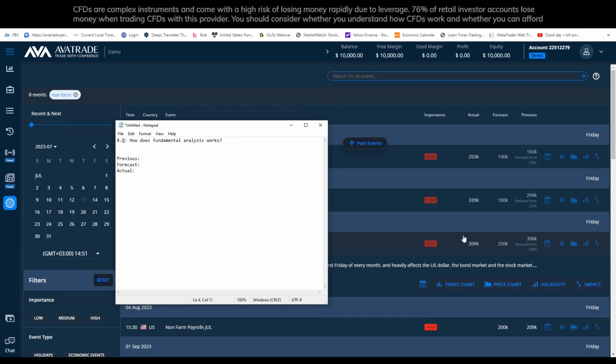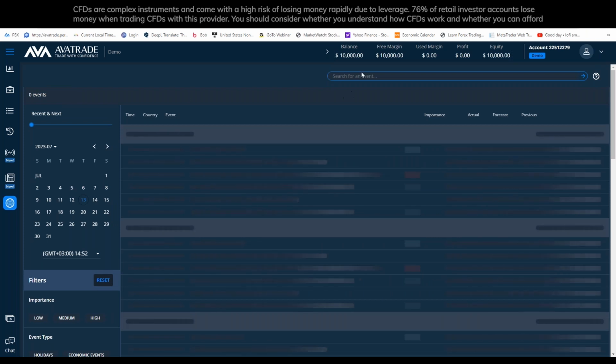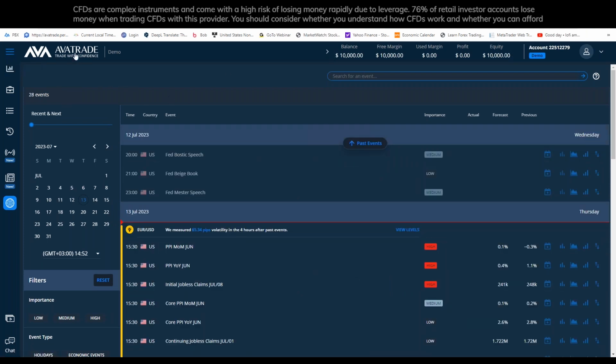So the previous is 306. And the forecast was 250. And the actual, this is in thousands, right? 200,000 jobs, just to be clear. And what came in actual is that, right? So who can tell me how that has any connection with anything? And why am I showing you that when the question is how does fundamental analysis work? Who can tell me that, guys? Let's look at the dollar. Let's look at gold as an example.